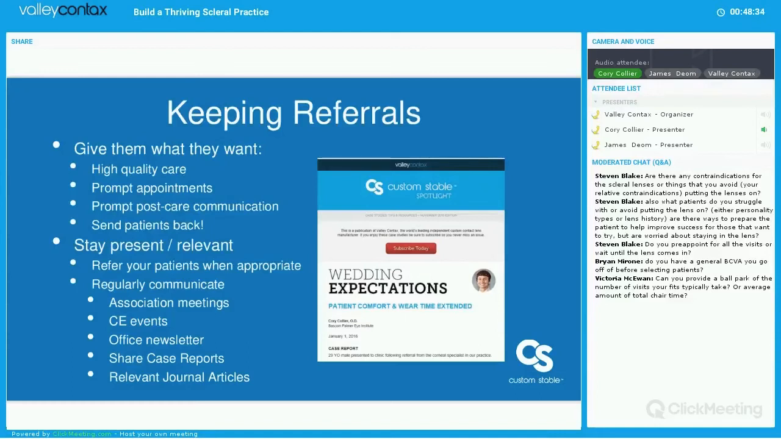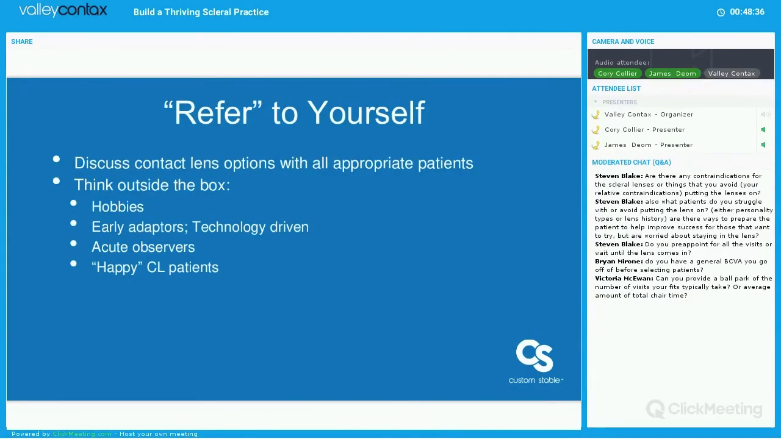And perhaps most importantly is referring to yourself. Those of us in group practices, if everyone's on the same page, then we can develop referrals from within the practice. But even solo practitioners, discuss proper contact lens options with all appropriate patients. We get so bogged down in our daily routine of comprehensive eye exams that sometimes we overlook patients who could really benefit from new lens technology, or who aren't even in scleral lenses but may benefit from them from an ocular service standpoint or from a refractive standpoint. So think outside the box.